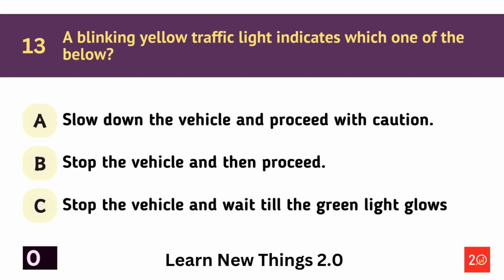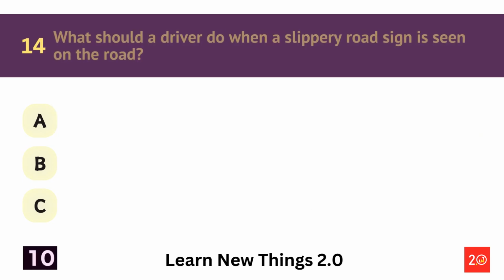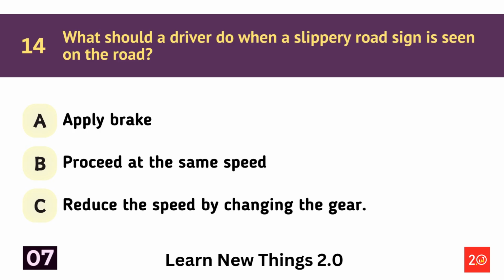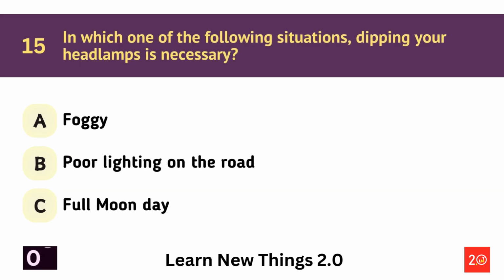A blinking yellow traffic light indicates which one of the below? Slow down the vehicle and proceed with caution. What should a driver do when a slippery road sign is seen on the road? Reduce the speed by changing the gear. In which one of the following situations dipping your headlamps is necessary? Foggy.